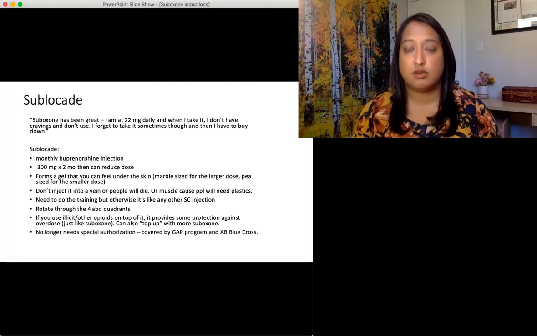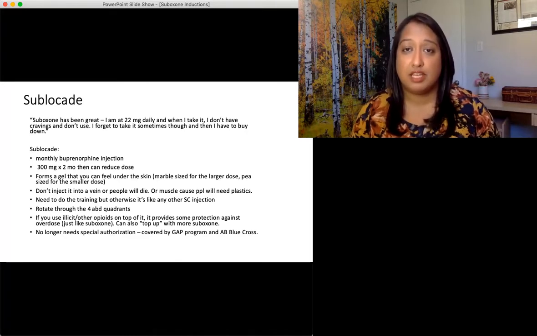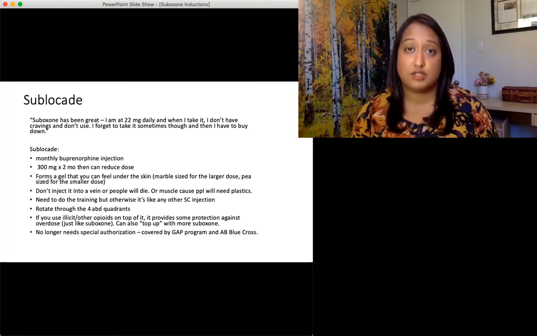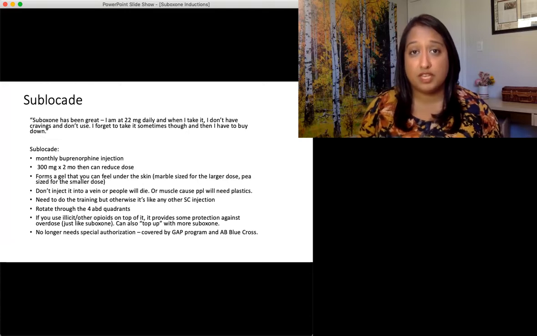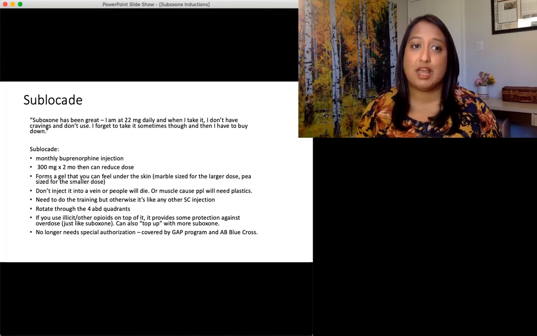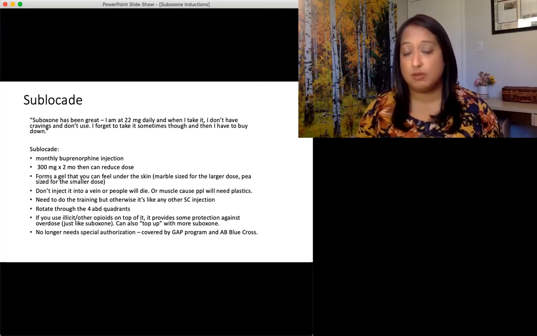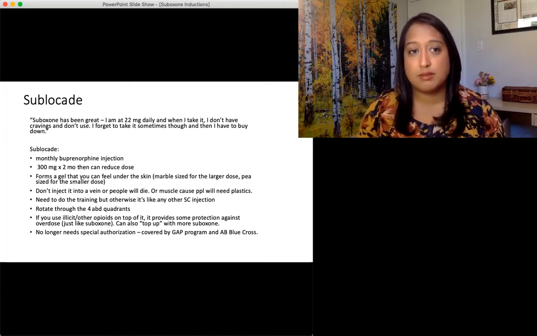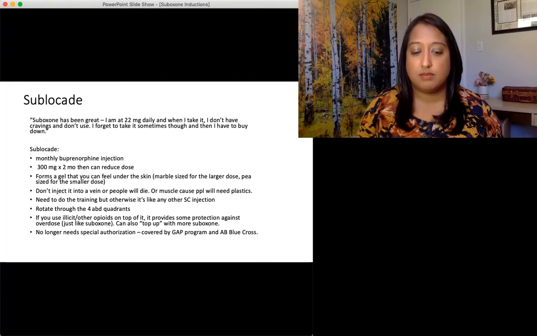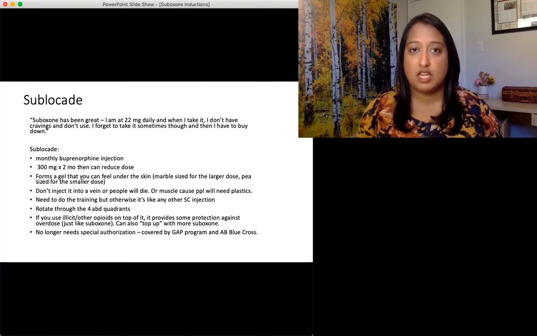It is tricky to currently provide Sublocade in hospital. It's very restricted to only one hospital, and we are working on trying to get this changed. So hopefully in the near future, in the next few months, we will be able to provide Sublocade in hospital as well as in the community. But right now there are no restrictions on providing Sublocade in the community, except that you must have done the training for it.